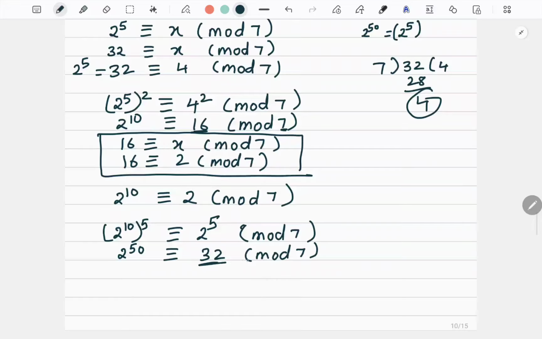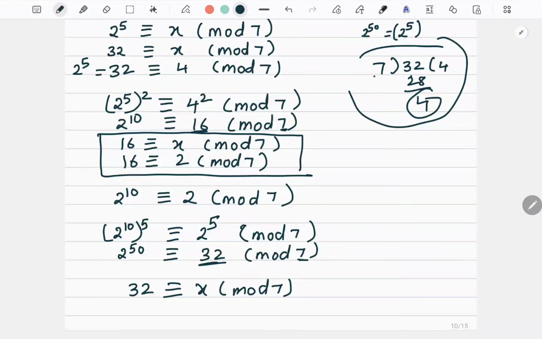But again, this 32 is bigger than this, so I should reduce it. What is the method to reduce? 32 congruent x mod 7. So again, the same division you do. 32 divided by 7, remainder is 4. Means 32 congruent 4 mod 7.